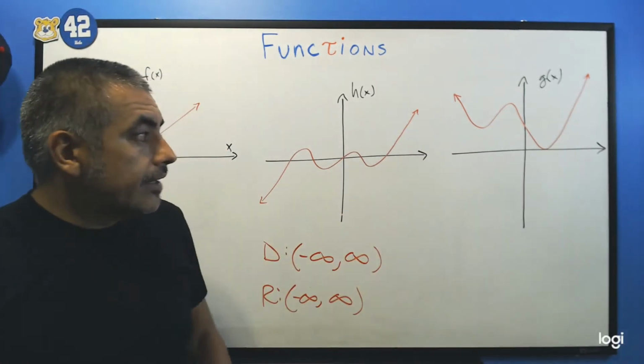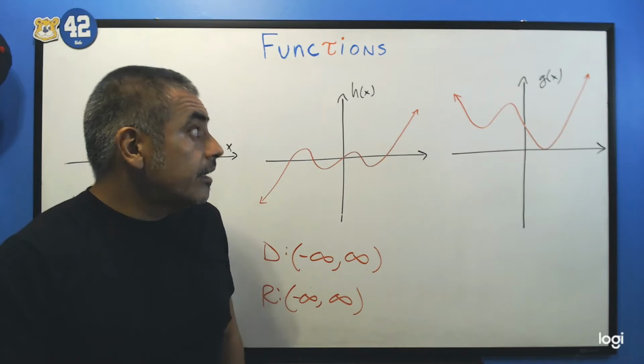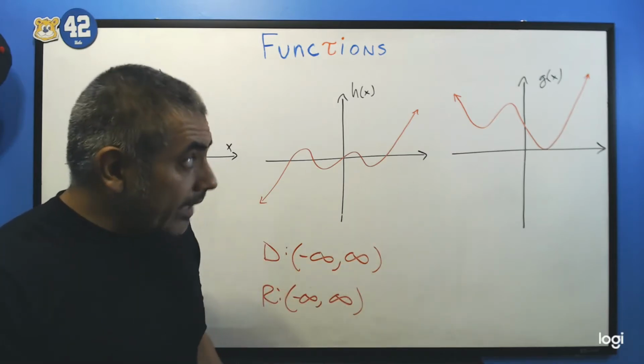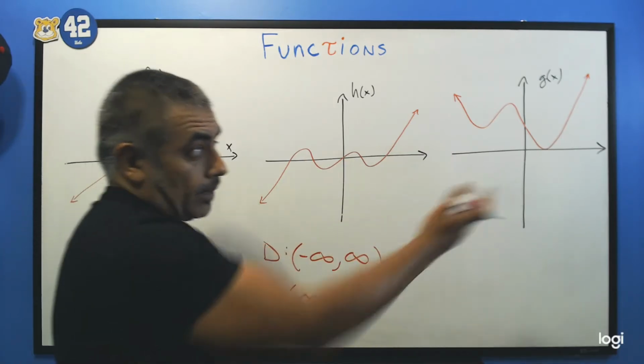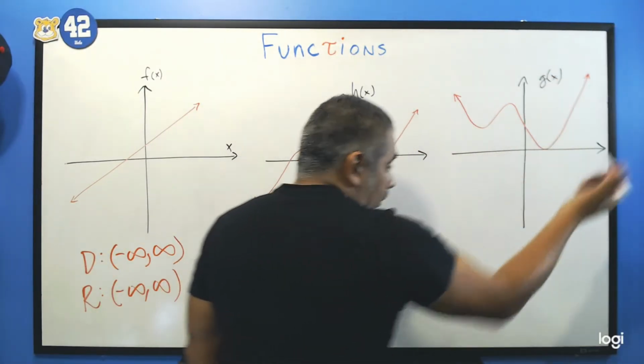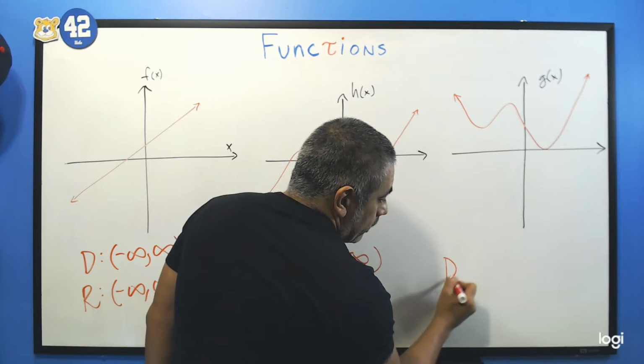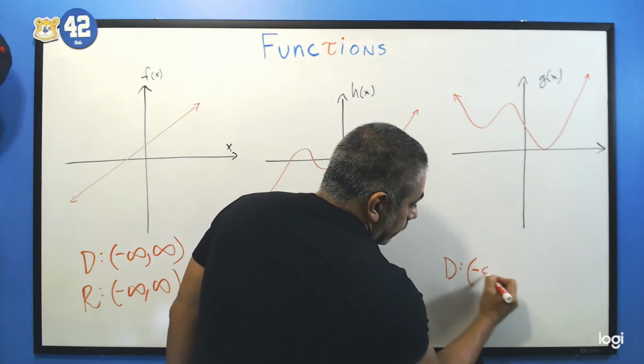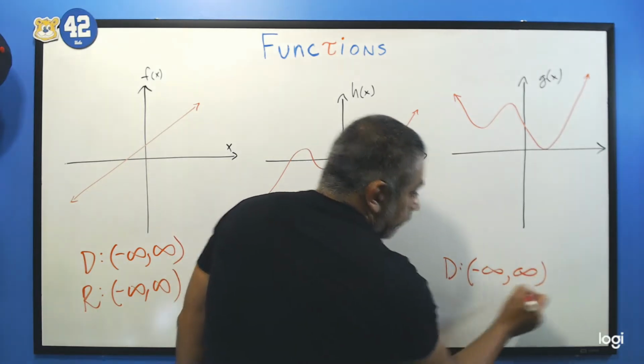And now let's look at this example over here. Now for this one, the domain seems to go from negative infinity to positive infinity. So the domain goes all the way that way, all the way that way, so we're still good. Negative infinity to positive infinity.